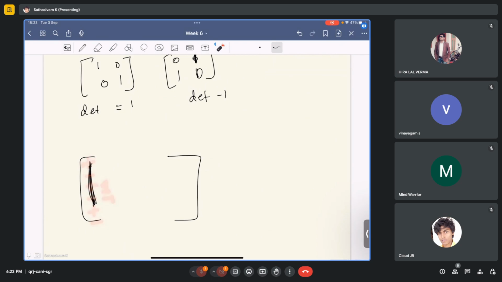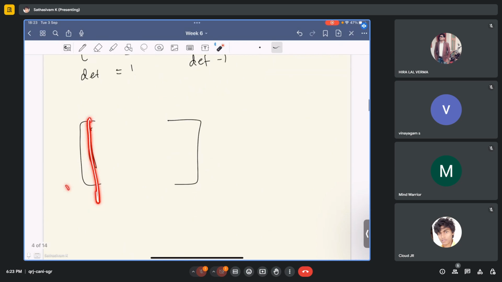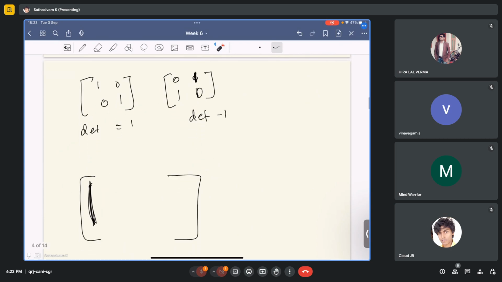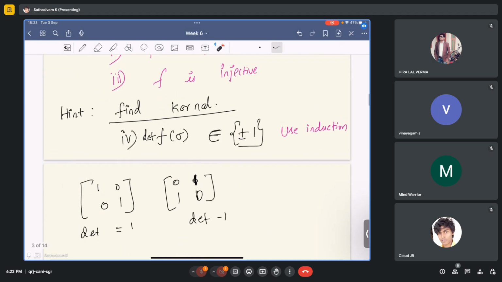Then, once you do that, you erase this row and column, and what remains is an n minus 1 cross n minus 1 matrix. There you use the induction step and compute it. So use the Laplace expansion and induction, basically the expansion formula.